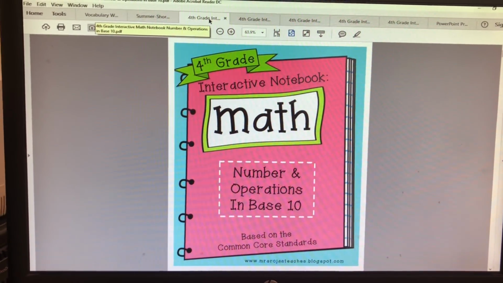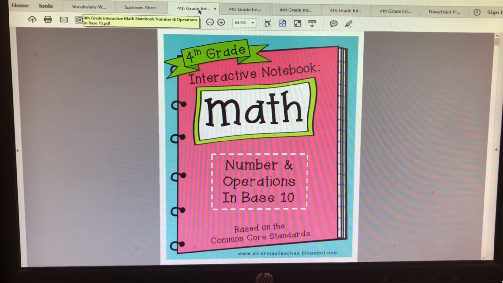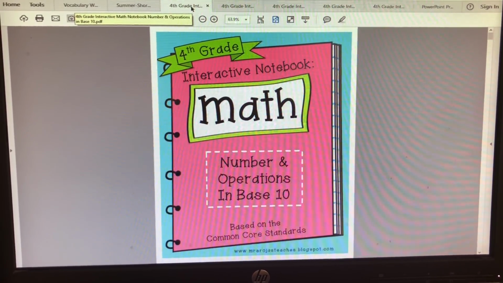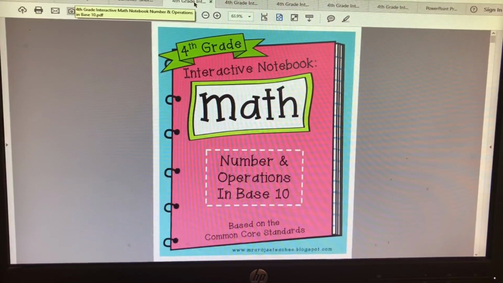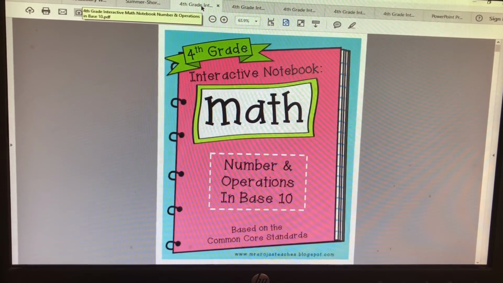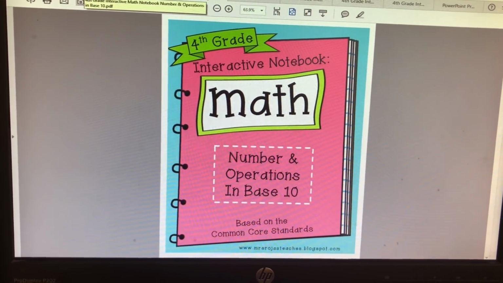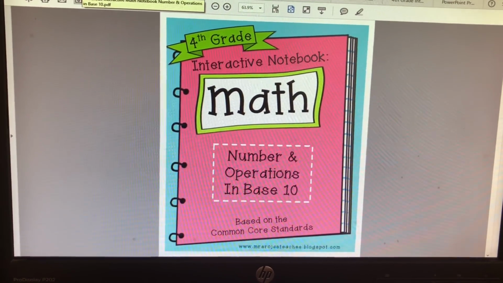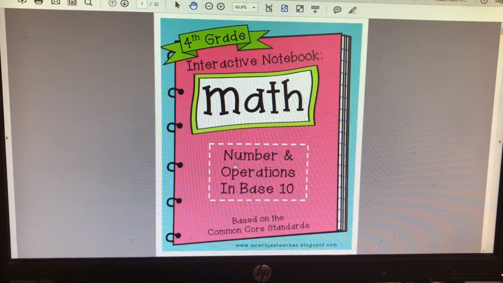All right, so without further ado, let me show you some of those resources that I'm using and one little thing that I created for our science notebooks. So here you go. The first resource that I want to show you, which is where I have gotten a lot of ideas that I've been using in my math interactive notebook. So this is by Mrs. Rojas Teaches.blogspot.com. This is on TPT, and it is an interactive math notebook, and she has it by Big Ideas.